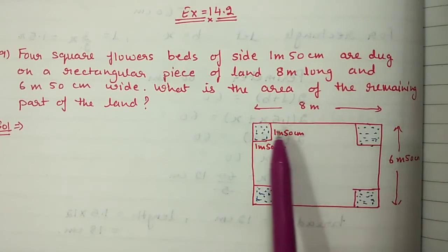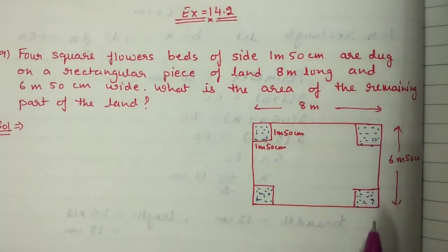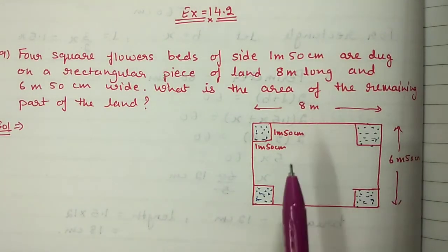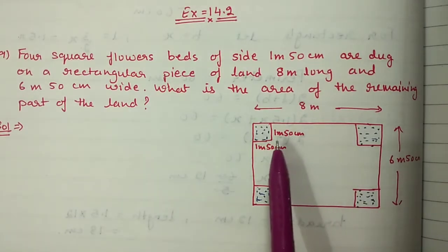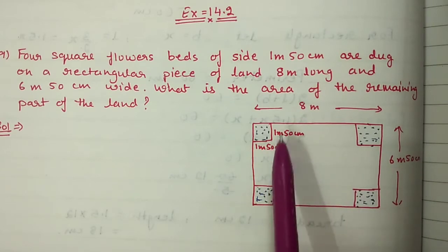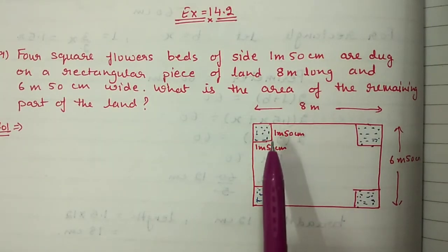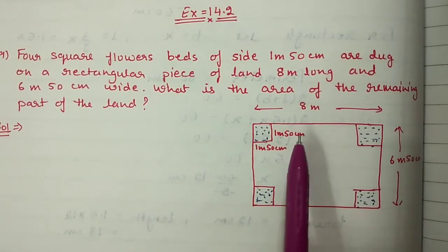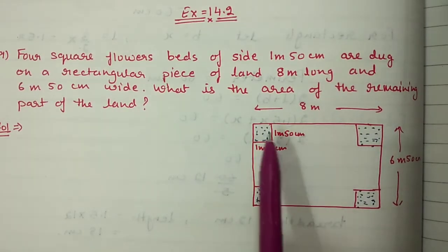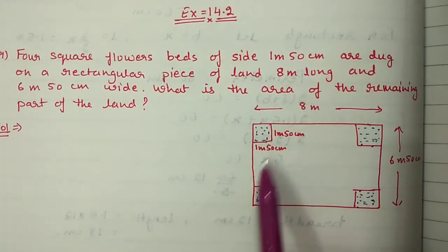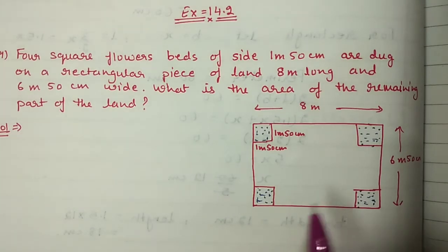So according to the question, our land piece is there, length is 8 meter and breadth is 6 meter 50 centimeter. On this piece of land we have to make 4 flower beds. Anywhere we can make these 4 flower beds and each flower bed dimension is 1 meter 50 centimeter by 1 meter 50 centimeter. It is in the form of square. So 4 squares are there such type and we have to find out the remaining area.